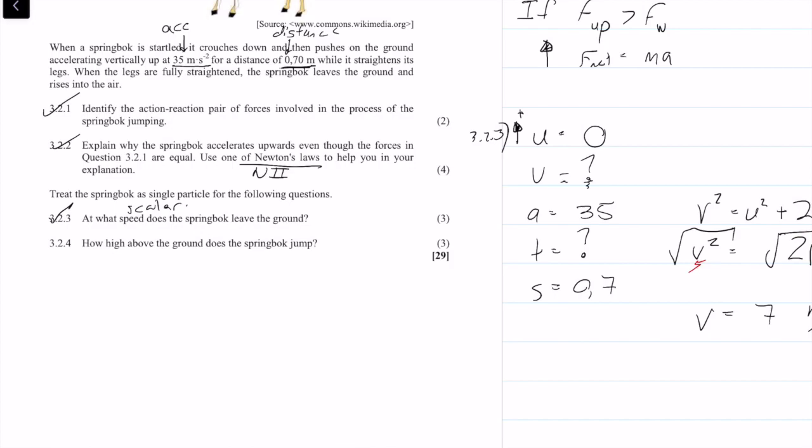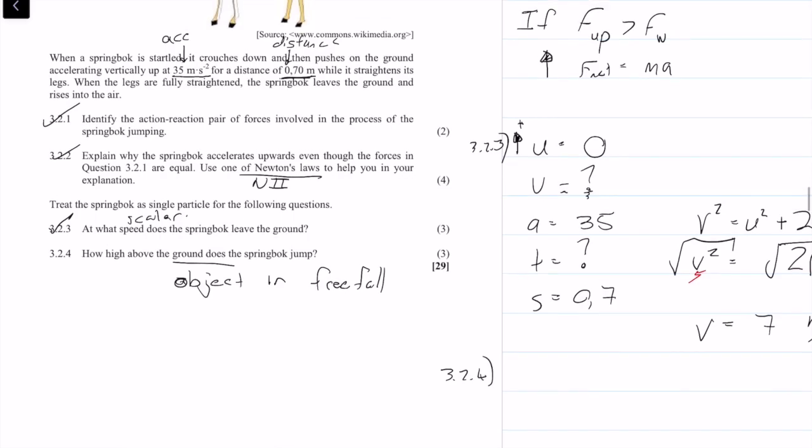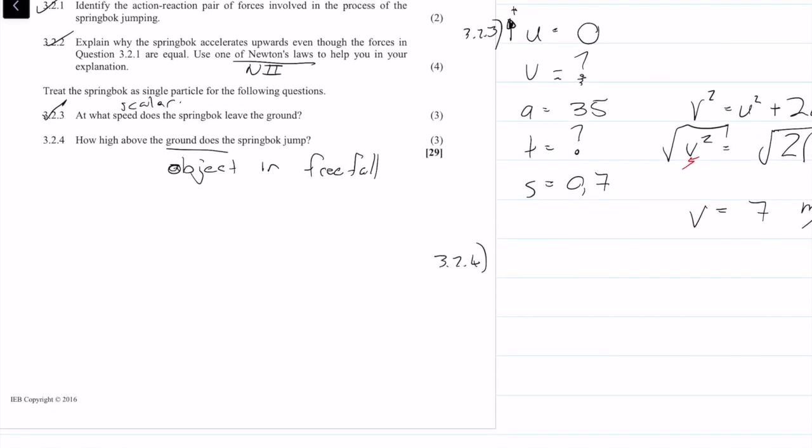How high above the ground does the springbok jump? Okay, 3.2.4. Okay, so this time we're looking at the springbok in free fall. Okay, so this is after his initial acceleration. The springbok is now in free fall, so gravity is acting on him. And once again, we can use UVATs. Okay, so the initial velocity is going to be the final from before, so let's take upwards as being positive once again. So we have 7 meters per second.